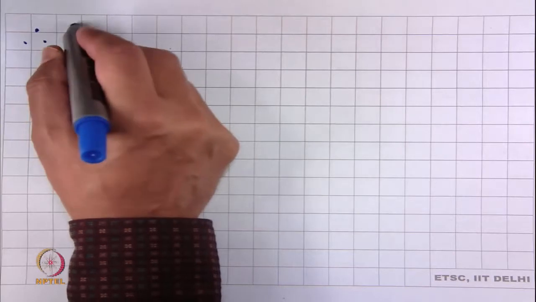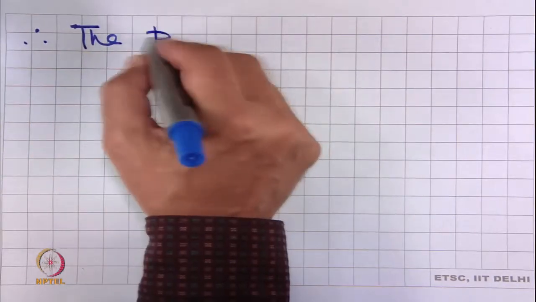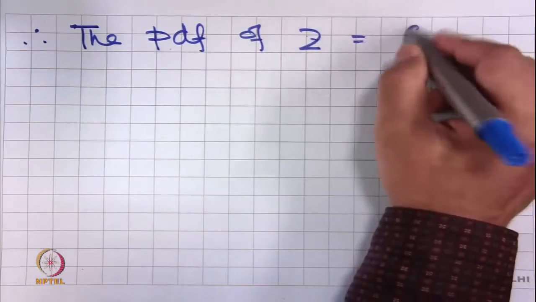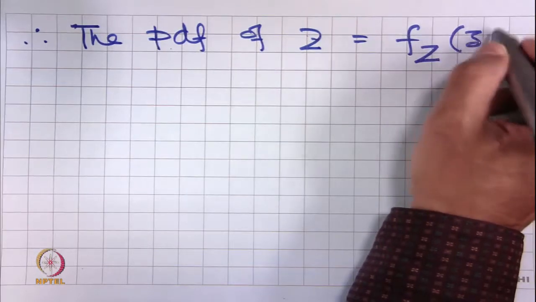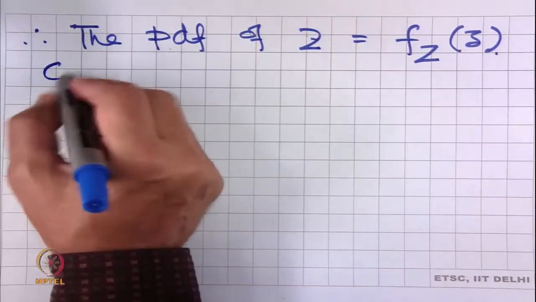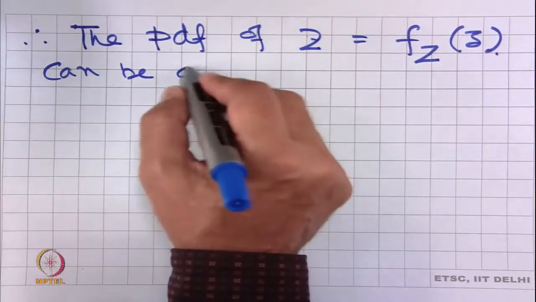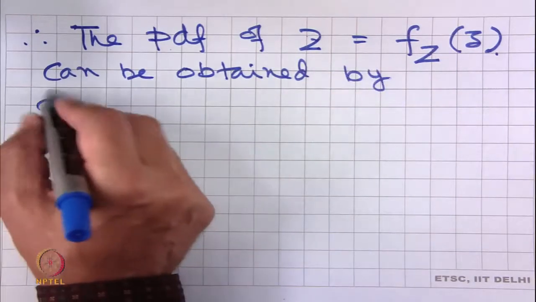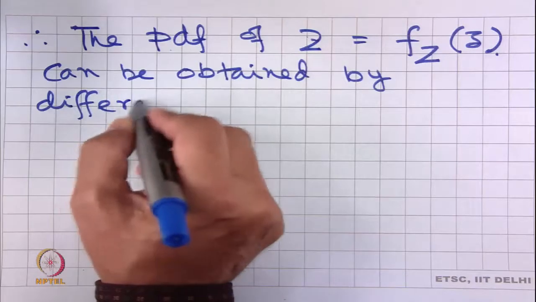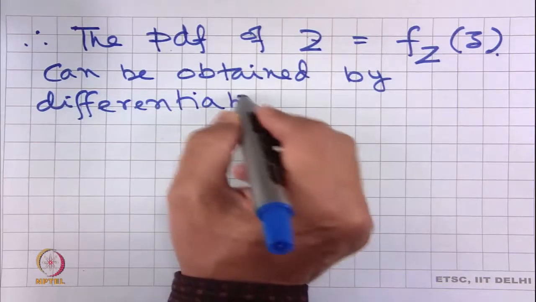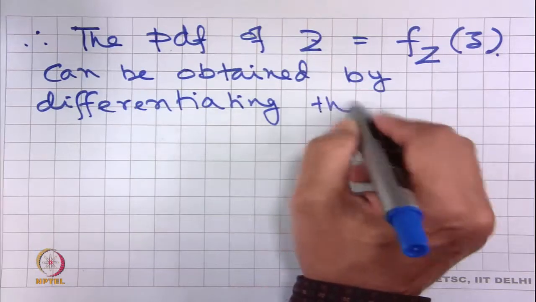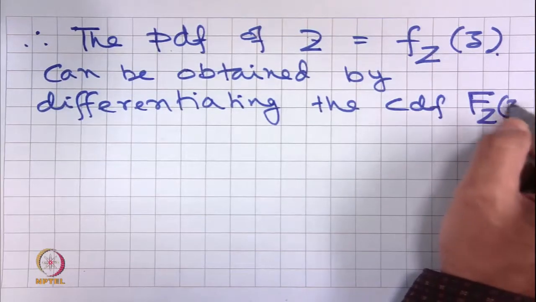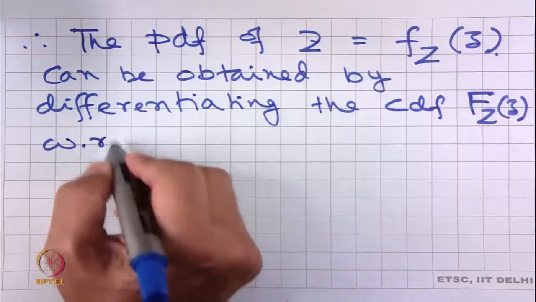Therefore, the PDF of z, f_Z(z), can be obtained by differentiating the CDF of z with respect to z.